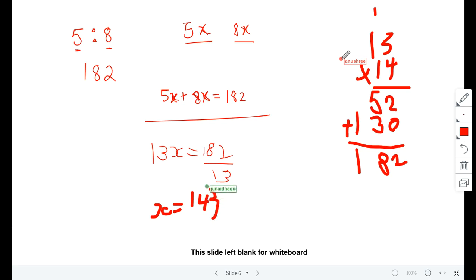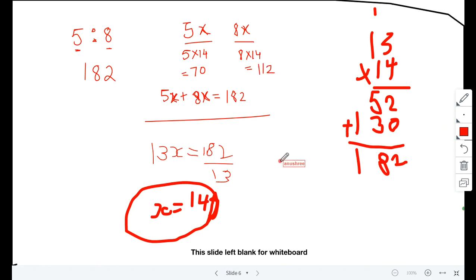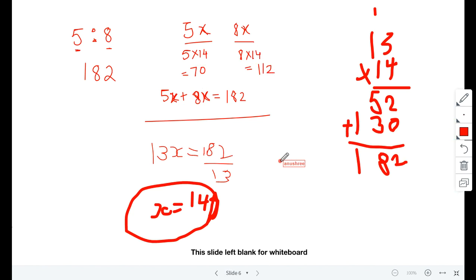Done. Yes, that's correct. So x is equals to 14. So your two numbers become 5 multiplied by 14, that is 70, and 8 multiplied by 14, that is 112. Okay, is this clear? So these are two numbers.